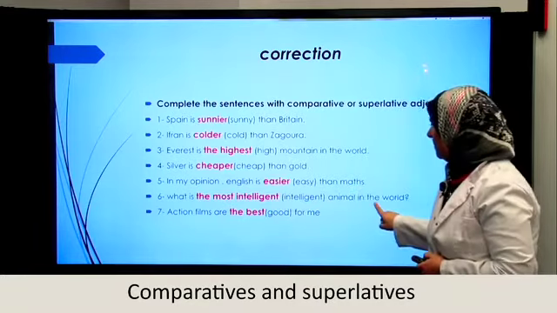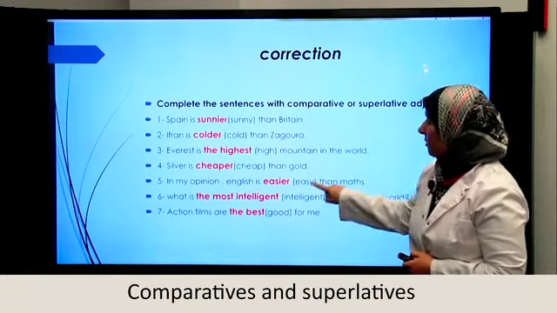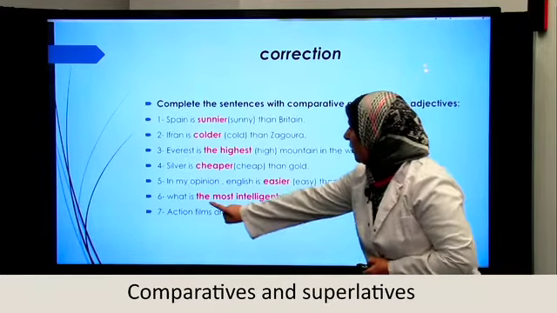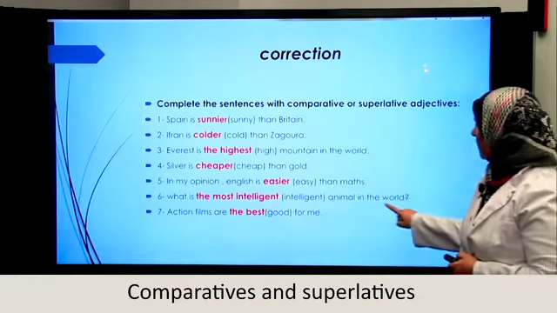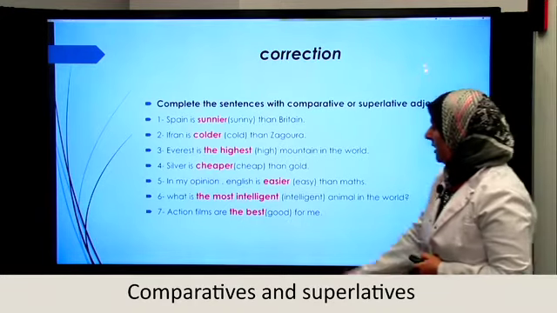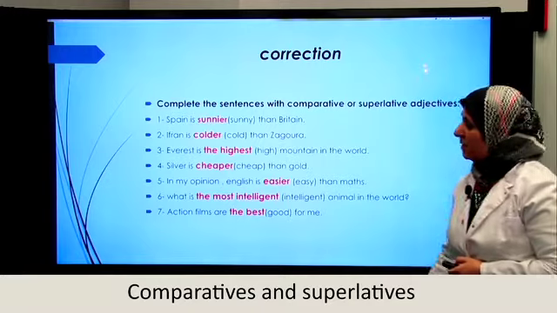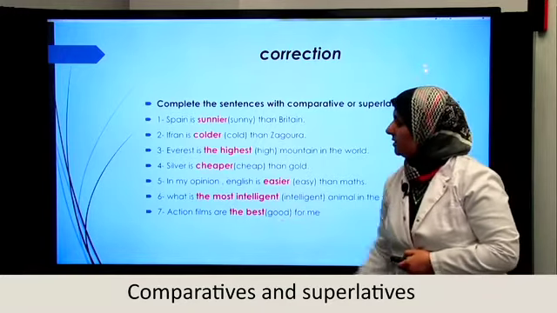Here we have a question. Intelligent is a long adjective, so we use a superlative. Here we use the most. What is the most intelligent animal in the world? The last one, action films are the best for me. So the superlative for good here is the best.